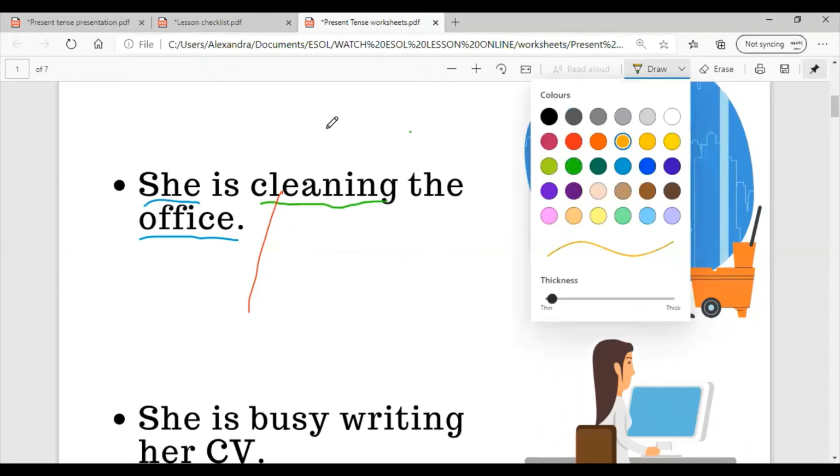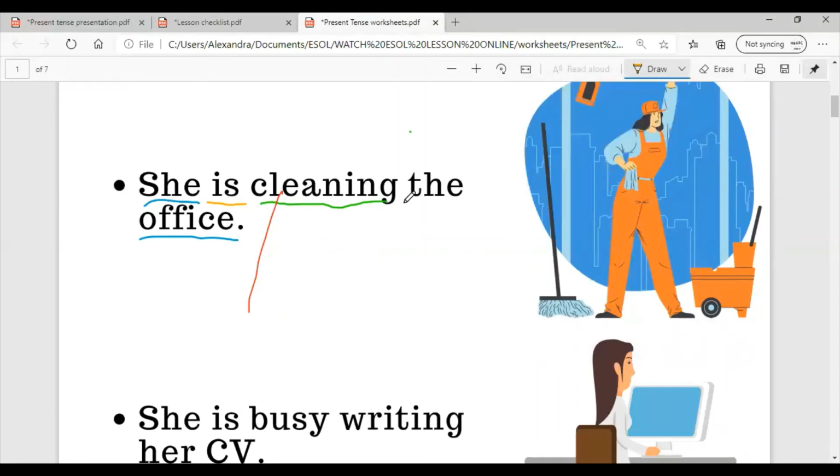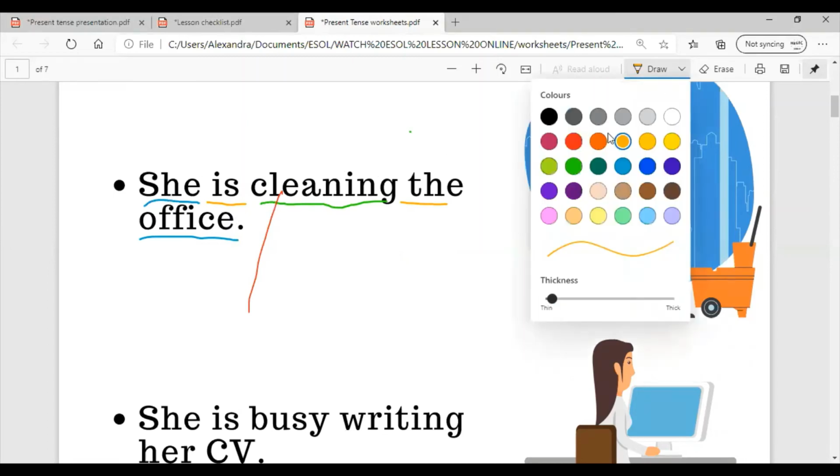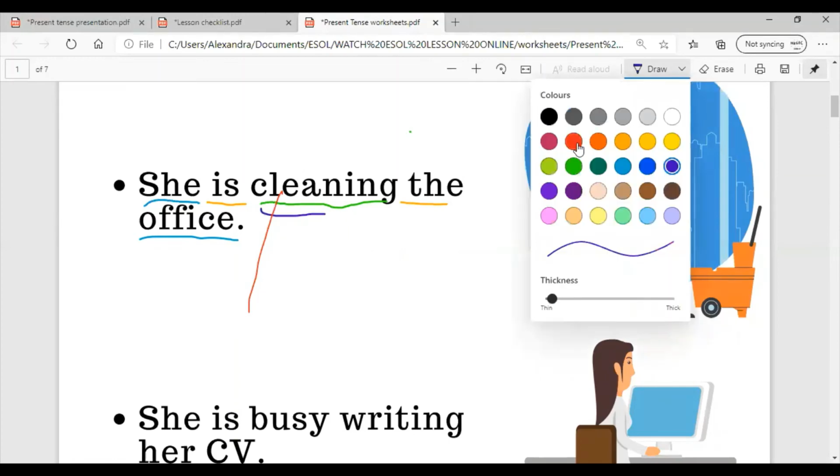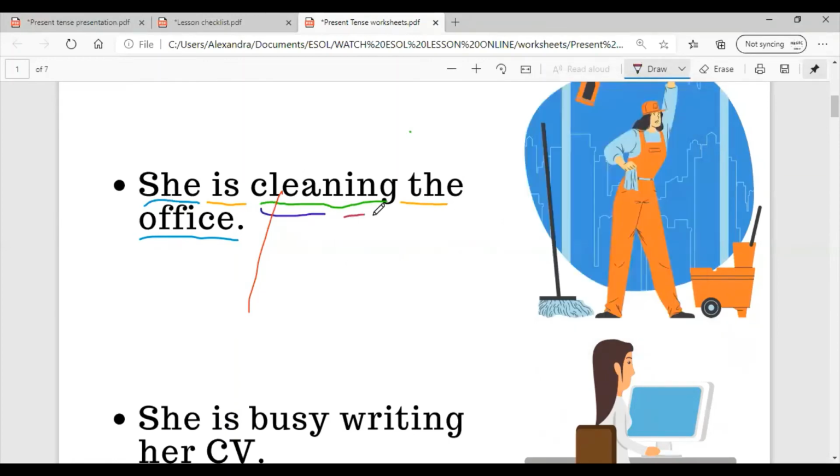Our conjunctions are and the, because they make the sentence make sense. Otherwise you'd have she cleaning office, which isn't a proper sentence, but she is cleaning the office completes our sentence. Now if we look for our root word, it is clean, and so we know that our endings will be added on to create our tense. And what tense do we have? We have this ing on the end, so we know this is the present tense because we have ing on the end of the verb or the root word.